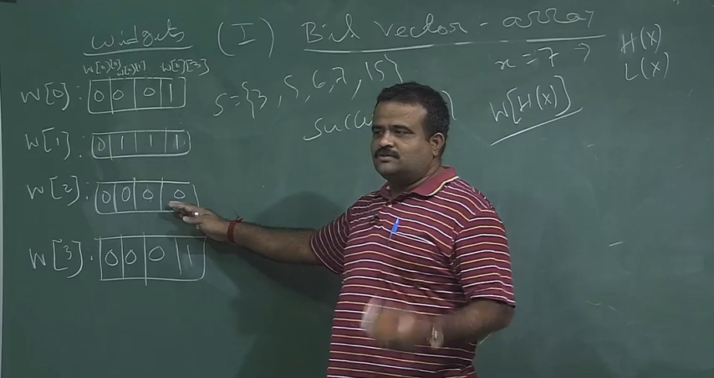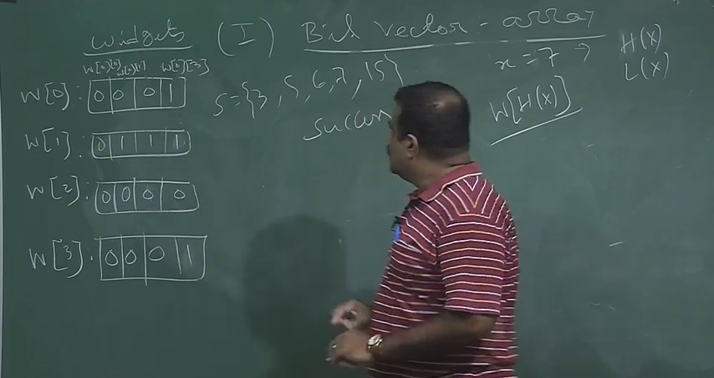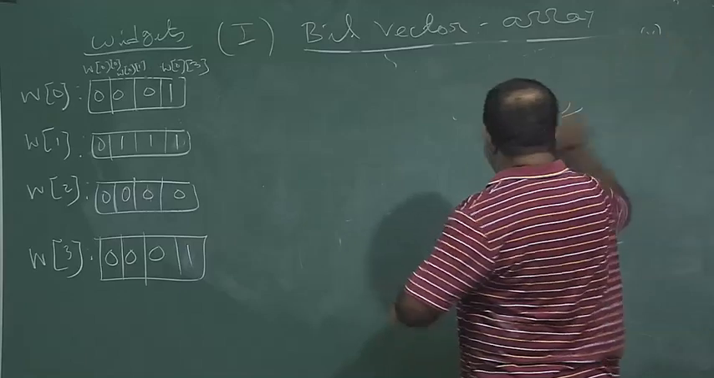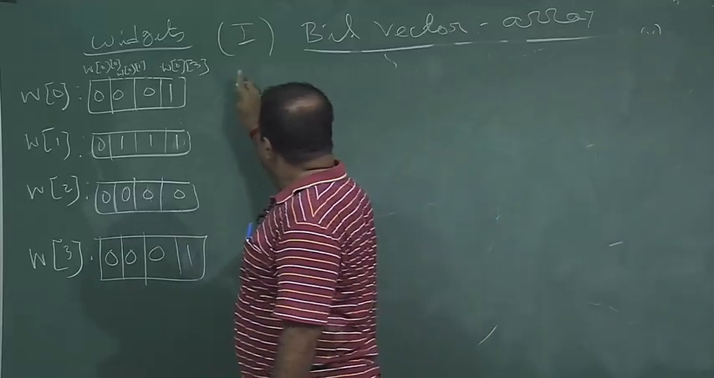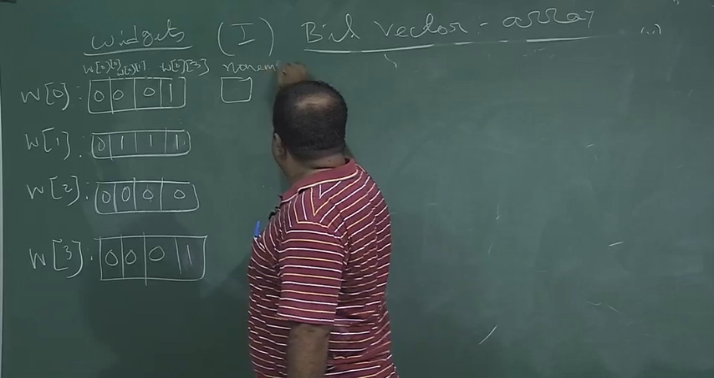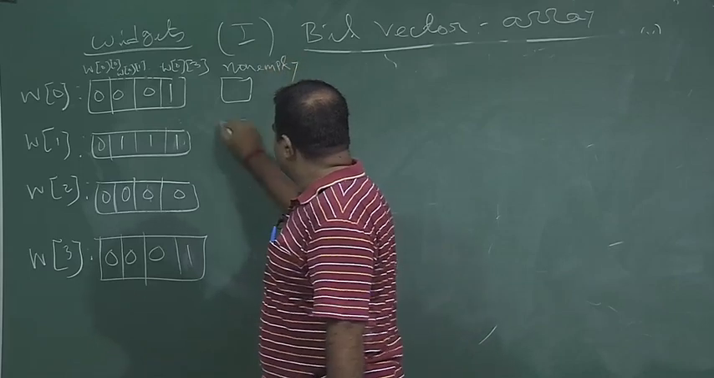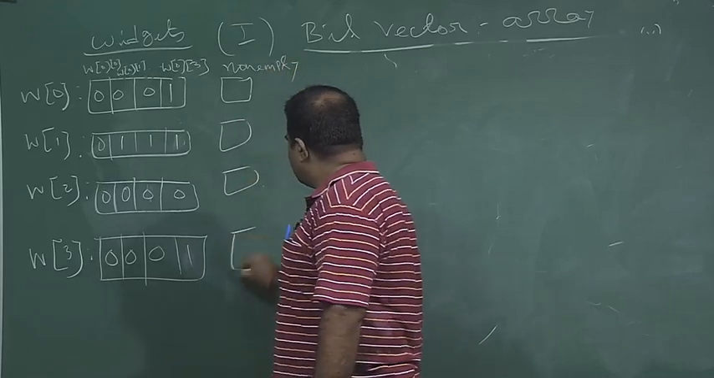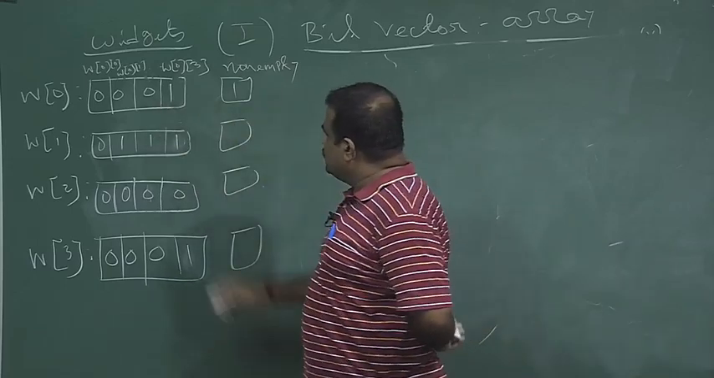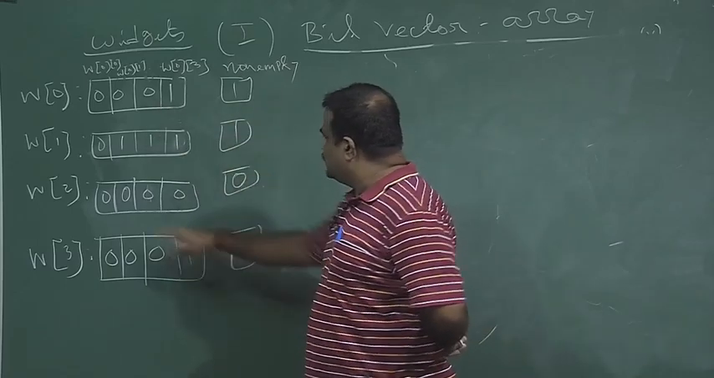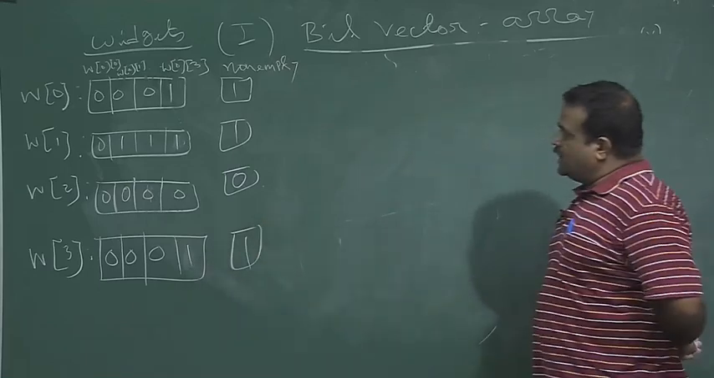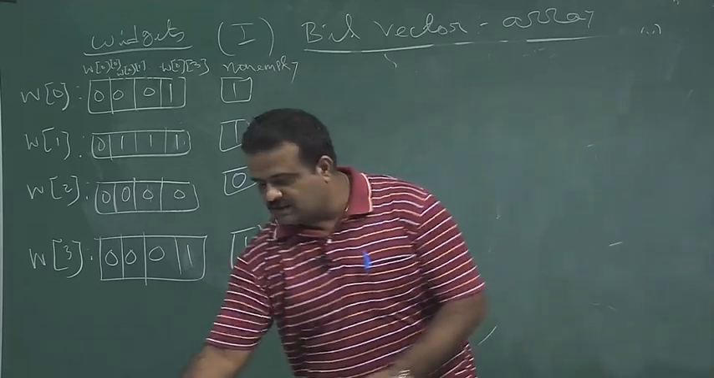So, how can we augment the data structure so that we will not go into this block? For that, this is just a simple augmentation in the data structure. We will put an extra bit of information which is the non empty bit. If there is a 1, we will put a 1, otherwise if there is no 1, we will put a 0.